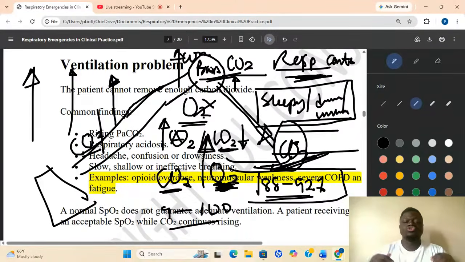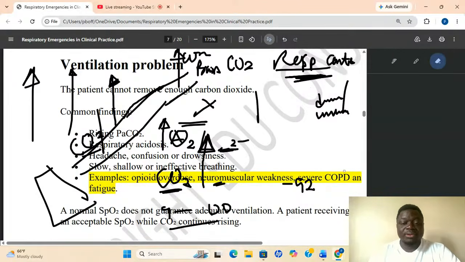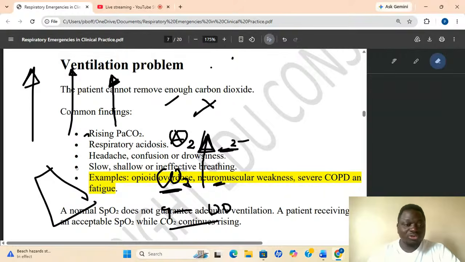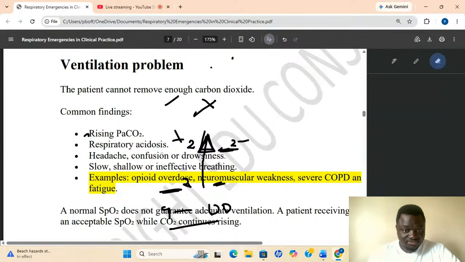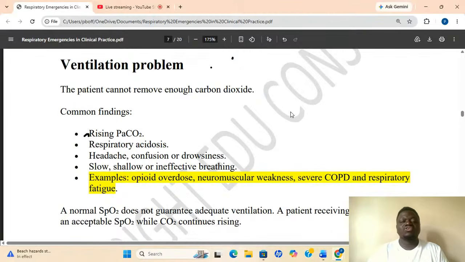We say that you are knocking off the hypoxic drive. Yes. So COPD patients depend on hypoxia for survival, but you and I, we don't depend on hypoxia for survival. That is it. So it is the hypoxia that drives them. So if you go and try to correct that hypoxia, it means that you are knocking it off, you are destroying it.